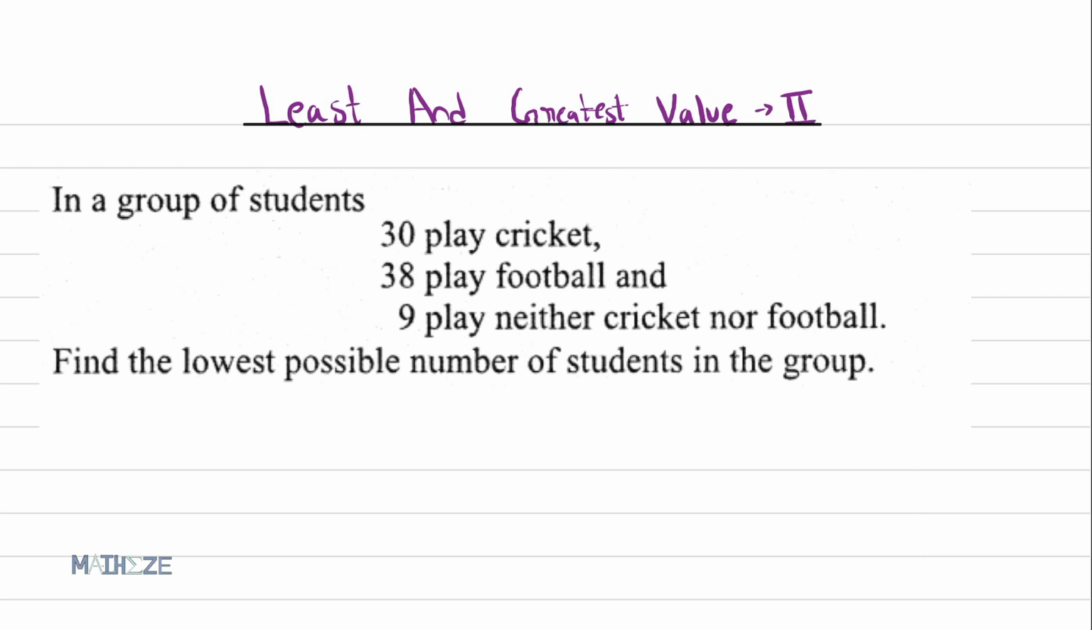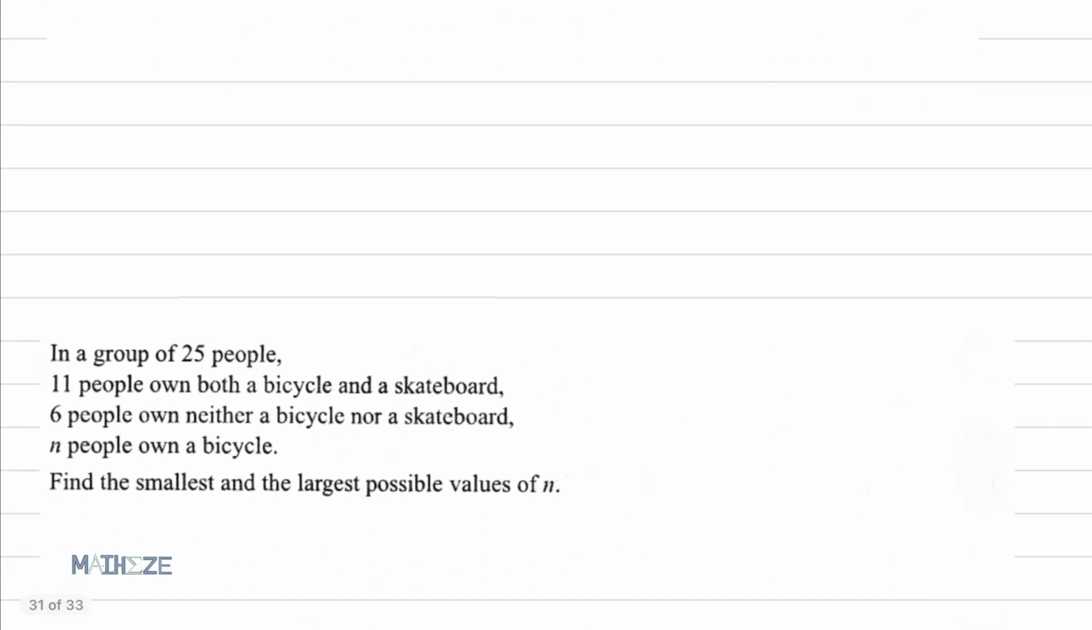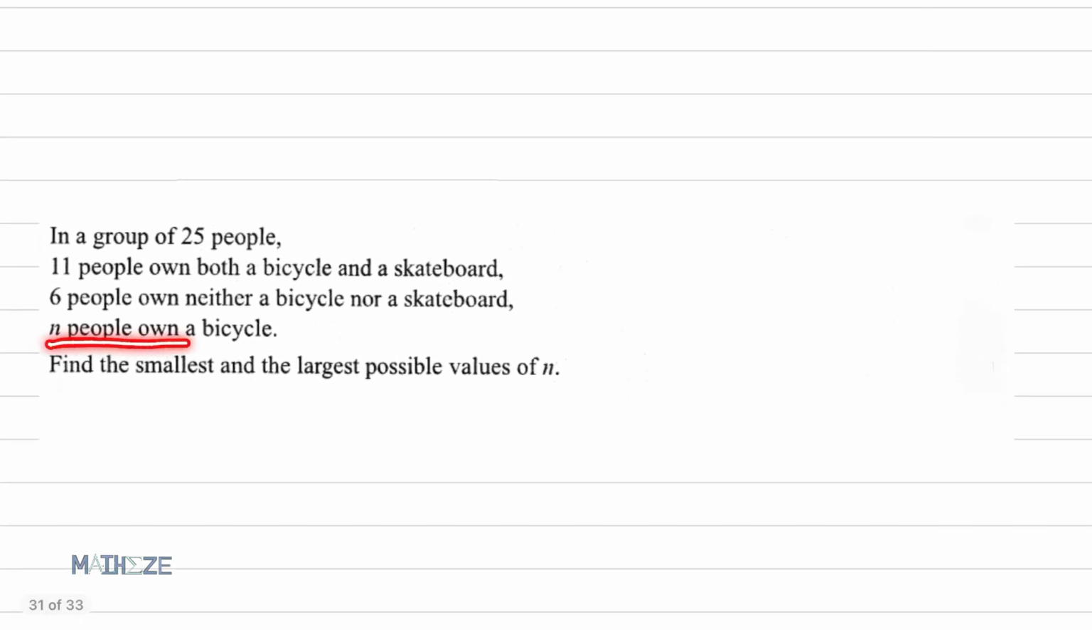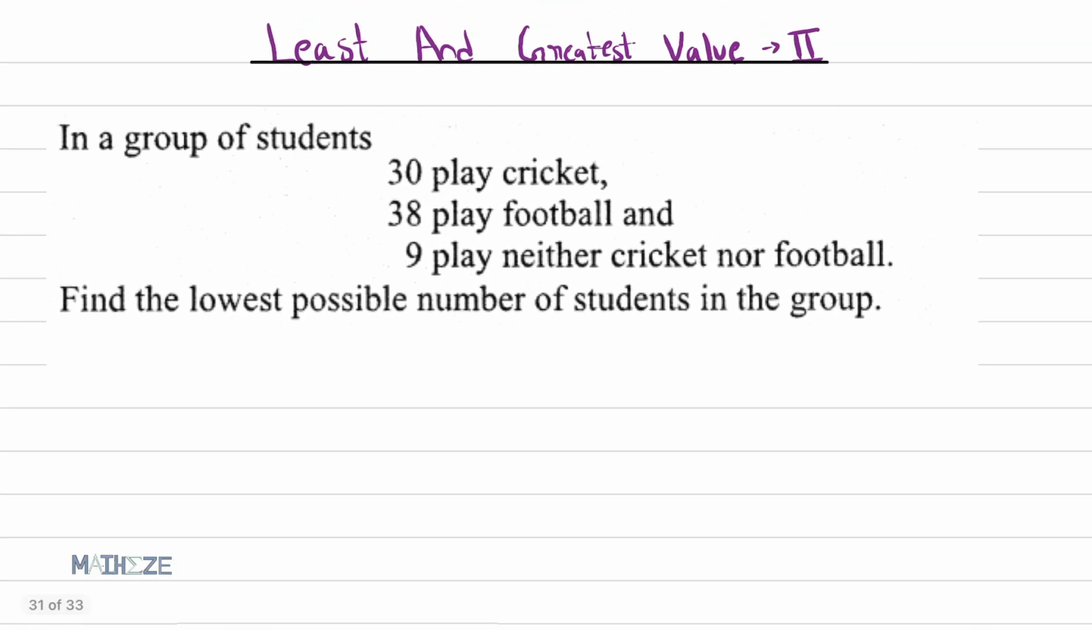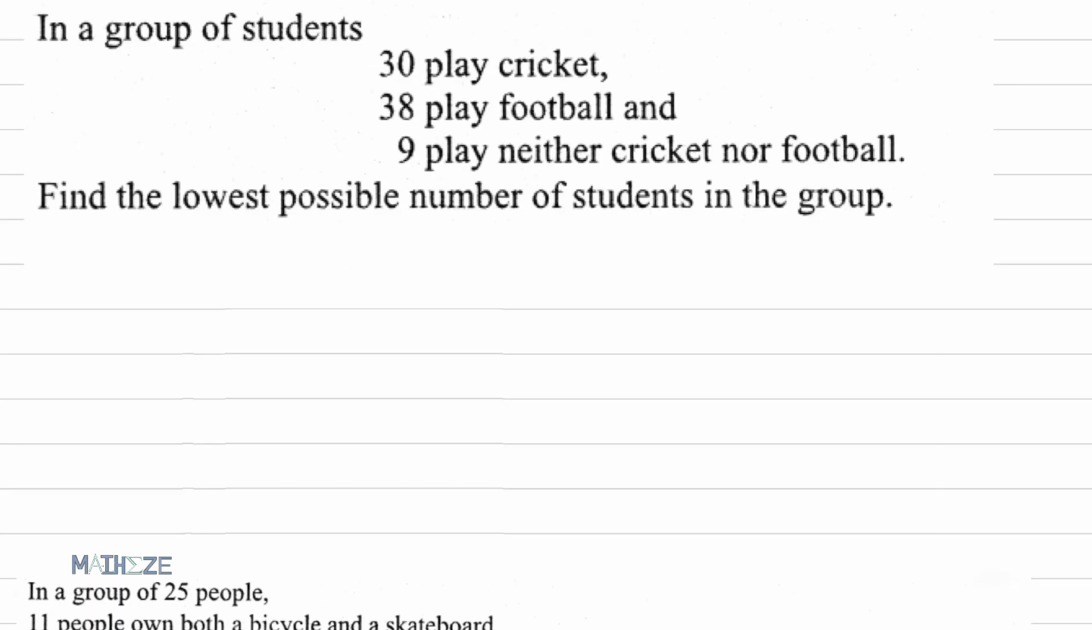Hi guys, this lesson is part 2 of the least and greatest value concept. In part 1, we discussed the least and greatest value of both events or not both events. But if you see questions here, it says find the lowest number of students in the group. Or it says N people own a bicycle, find the smallest and largest possible value of people who own a bicycle. They are not talking about the least and greatest value of both events. In this type of question, you will end up drawing a subset diagram. I'm going to make that.